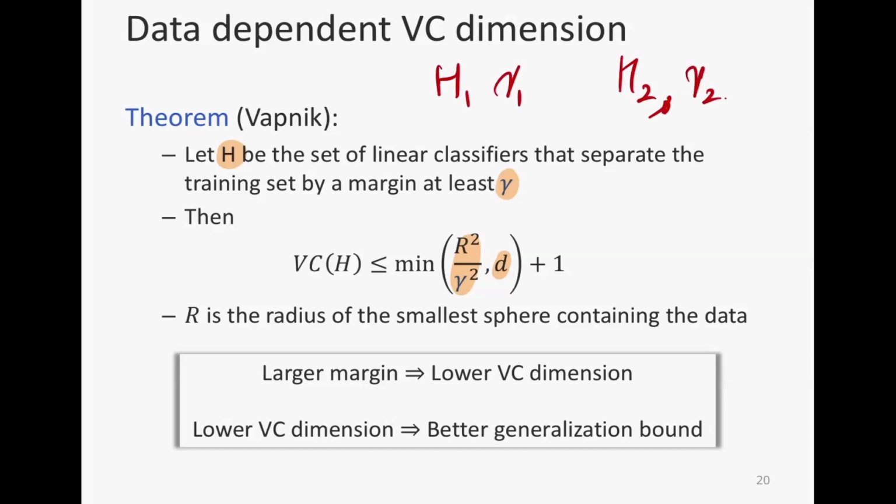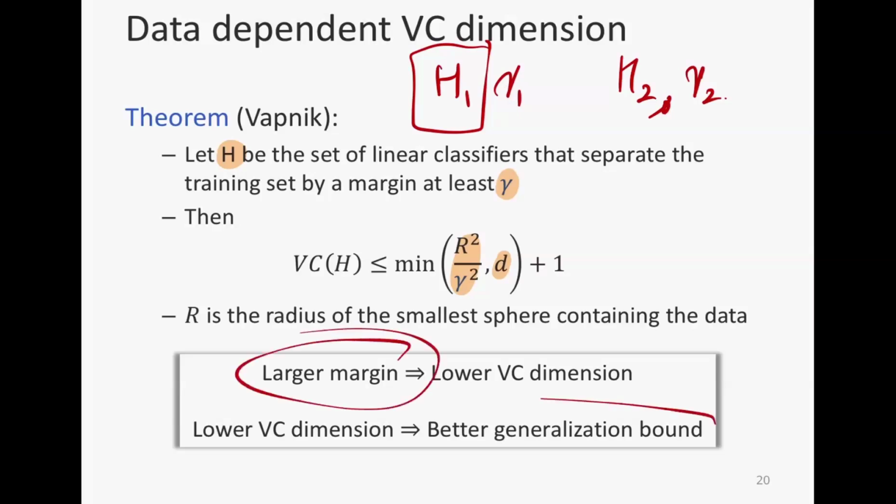Two sets of linear classifiers, all of H1 has a margin gamma 1, all the functions in H2 have a margin gamma 2. What this theorem tells us is if gamma 1 is bigger than gamma 2, then the VC dimension of H1 is going to be smaller. Larger margin leads to lower VC dimension. And we know from everything that we talked about with learning theory, lower VC dimension gives you better generalization. So larger margin gives you better generalization. And that motivates everything that we are going to do today.